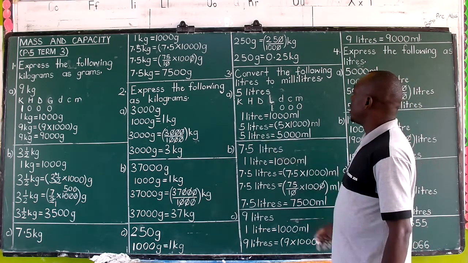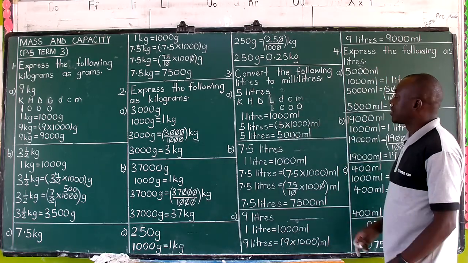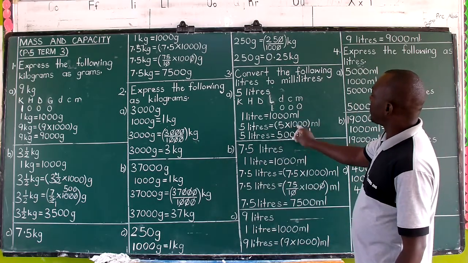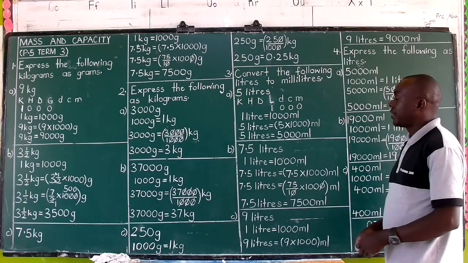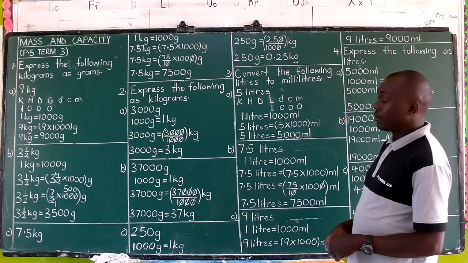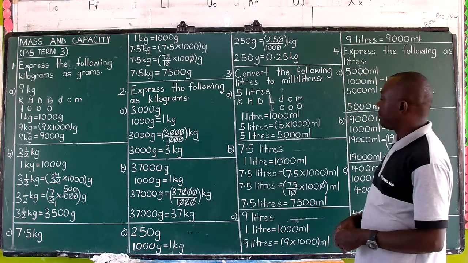What about 5 liters? That's 5 times 1,000 milliliters, and 5 times 1 is 5, and the 3 zeros, you get 5,000 milliliters as being equivalent to 5 liter capacity.